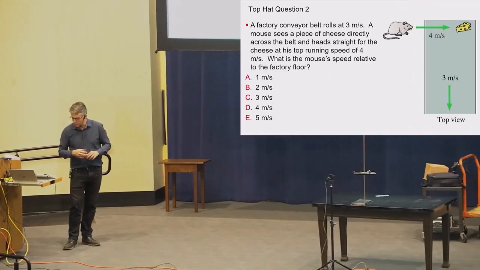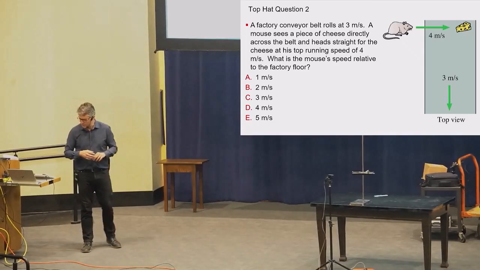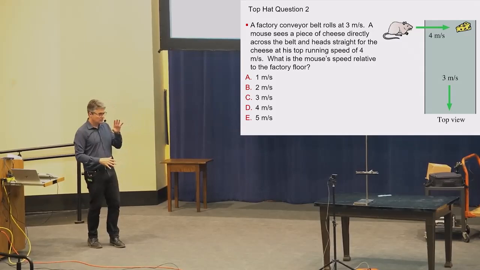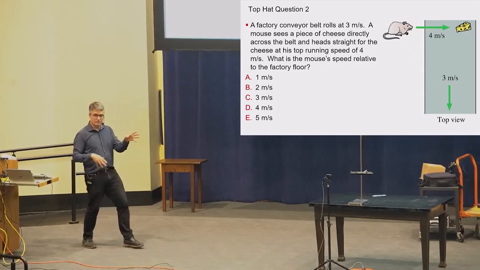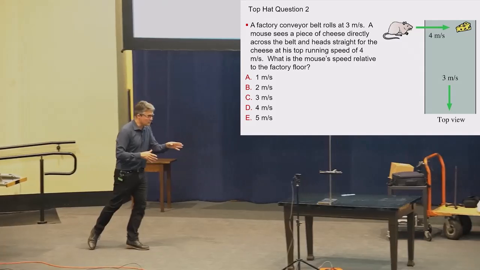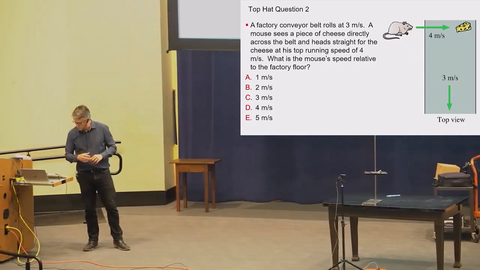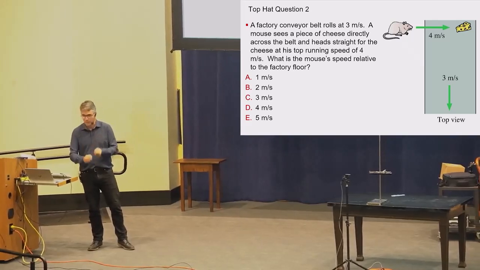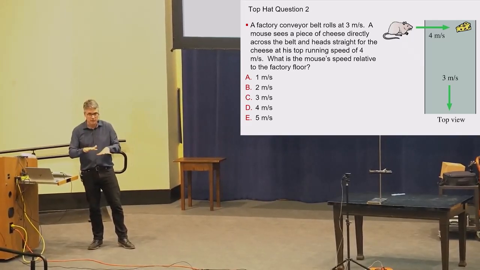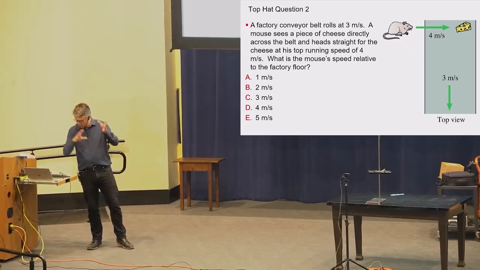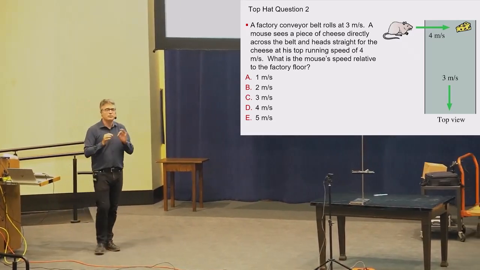A factory conveyor belt rolls at 3 meters per second. A mouse sees a piece of cheese directly across the belt, and the mouse just runs directly towards the cheese. The mouse's running speed is 4 meters per second, relative to the conveyor belt. And the conveyor belt's moving down at 3. What's the mouse's speed relative to the floor?